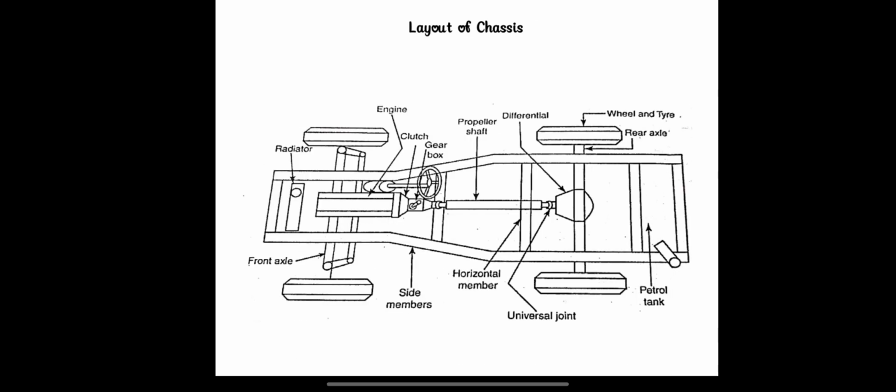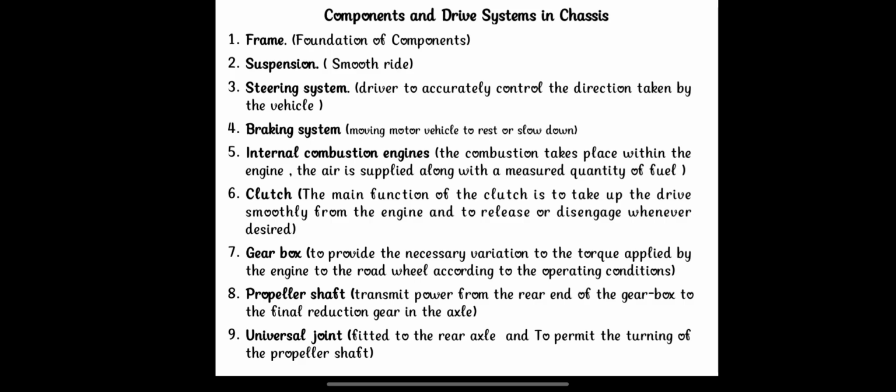And this is the layout of a chassis. The components we already discussed. Once again we see radiator, engine, clutch, gearbox, propeller shaft, differential, wheel and tire, rear axle, petrol tank, universal joint, horizontal member and side members. These are the components fitted into the chassis. First of all, we need to discuss the components and driving system of the chassis in an elaborate manner. First of all, the frame.